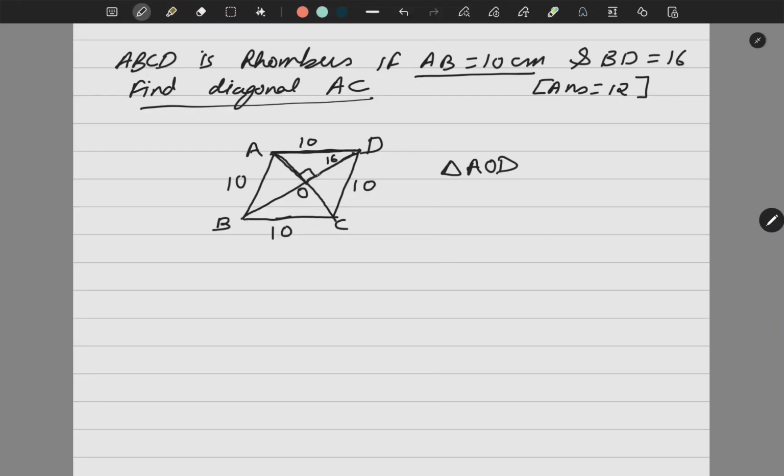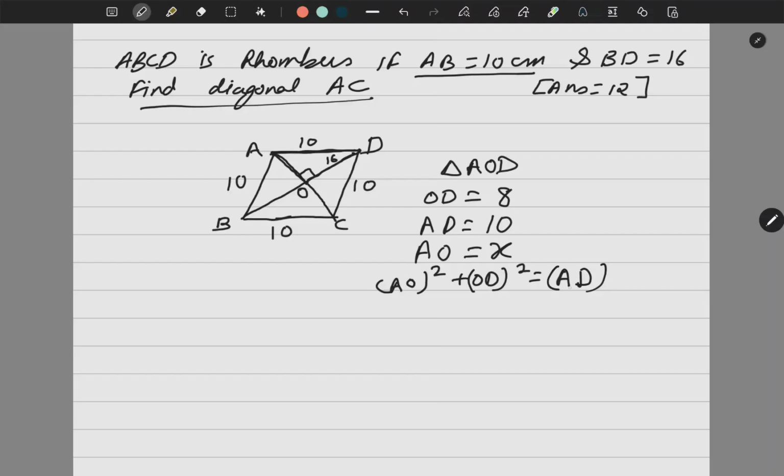Now, the whole BD was given as 16, and I know the diagonals bisect each other. So what is the OD value? OD is equal to 8. AD is equal to 10. And AO, I don't know, so let it be X. Now in this right angle triangle AOD, I will apply the Pythagoras theorem. The Pythagoras theorem says AO square plus OD square is equal to AD square.